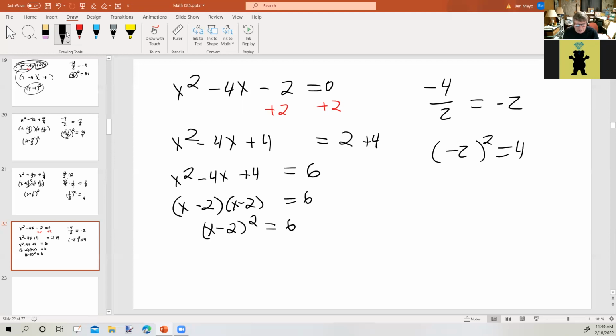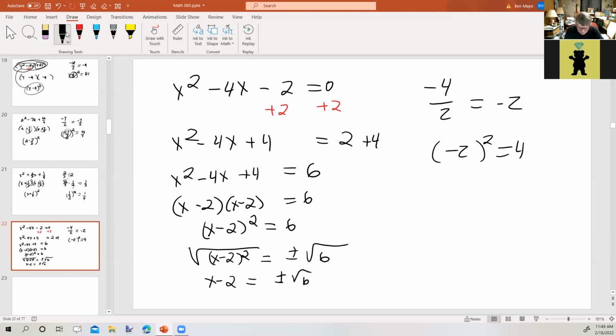So now I have a perfect square on the left side of the equation containing a variable equal to a constant on the right side of the equation. So my next step is going to be to take the square root of both sides of the equation. Don't forget the plus or minus. So I get x minus 2 equals plus or minus the square root of 6.